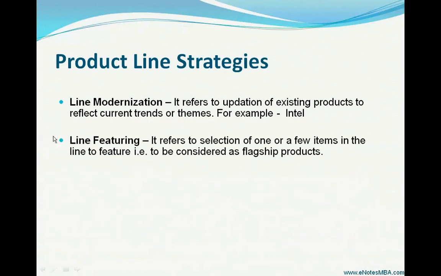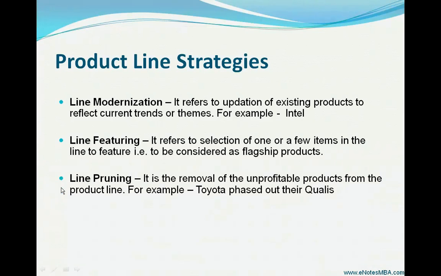The third product line strategy is line featuring. Product line featuring refers to selection of one or a few items in the line to feature, that is, to be considered as flagship products. The fourth product line strategy is line pruning. Product line pruning is the removal of the unprofitable products from the product line. For example, Toyota phased out their Qualis when it was not adding any value to the product line.